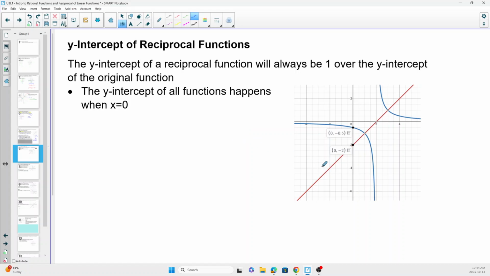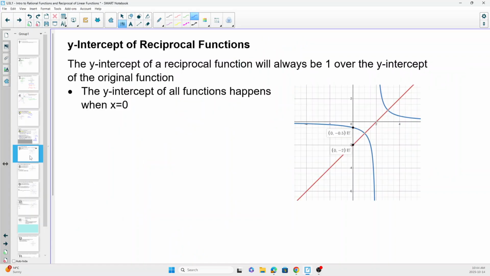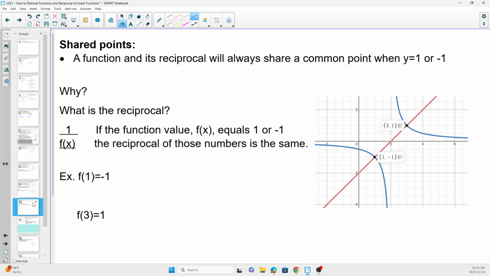Okay, another thing you might have noticed when I put this up and said, tell me what you noticed, is these points of intersection there. Oh, sorry, I'm jumping ahead. Let's talk y-intercepts. No, I'm going to do the shared points first because I already introduced it. Okay, so those were the shared points that we saw.